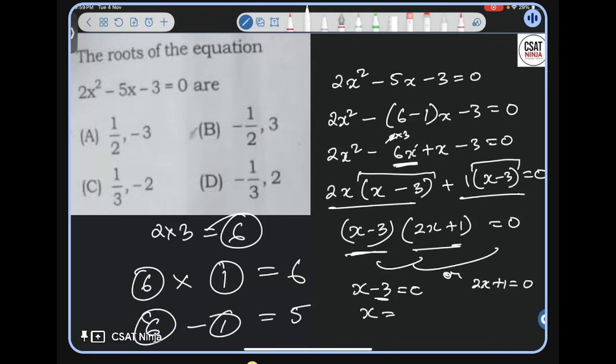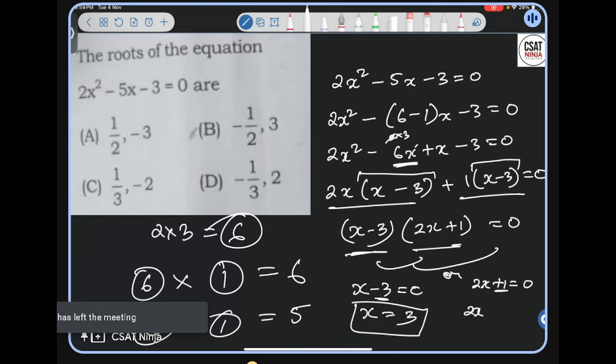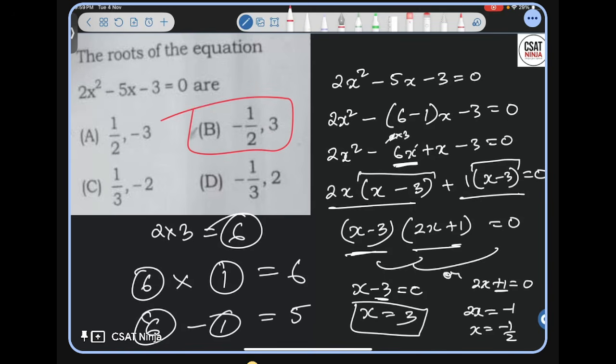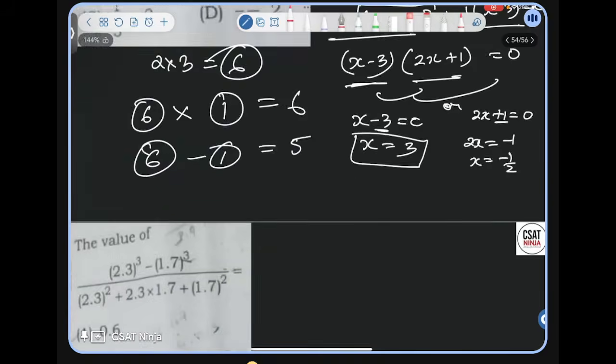If you transfer this minus 3 to the other side, it will be plus 3. And 2x, if I transfer this plus 1 to the other side, it will be minus 1. X will be equal to minus 1 divided by 2. So the answer is 3, minus 1 by 2, which is option number B, this one. So that is split in the middle term.